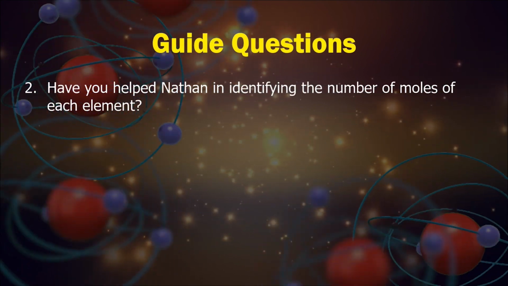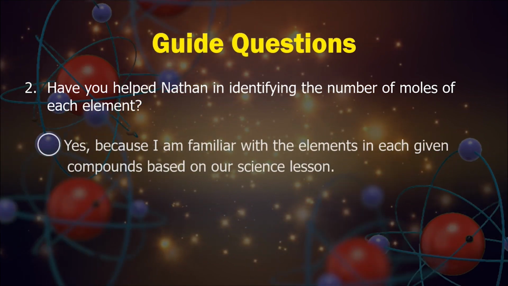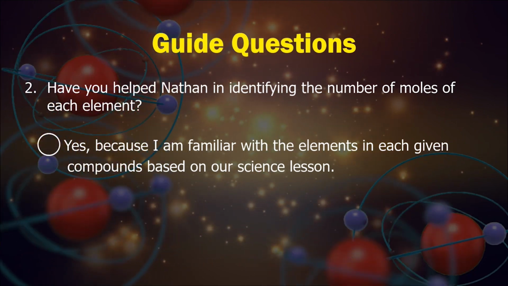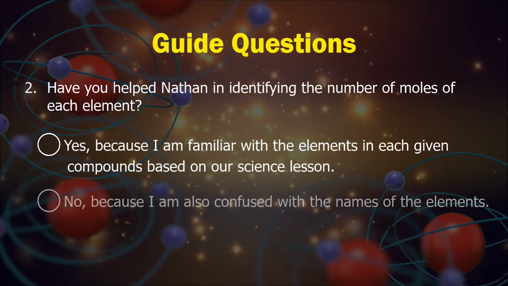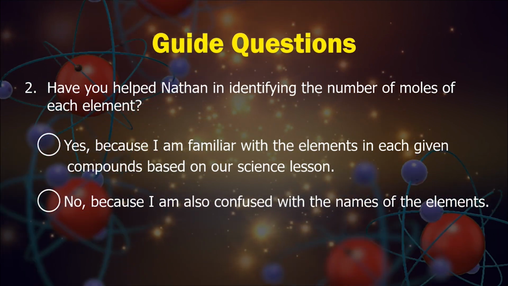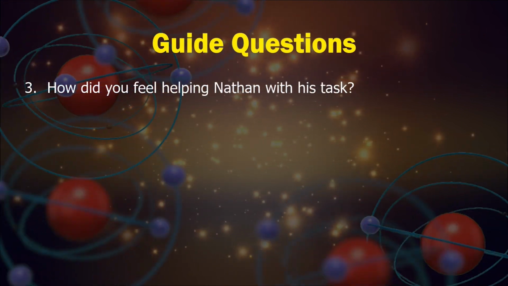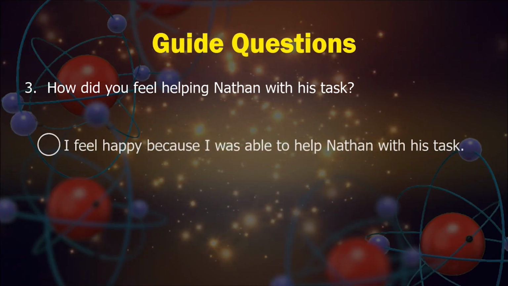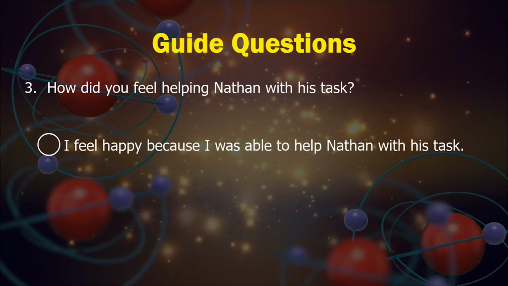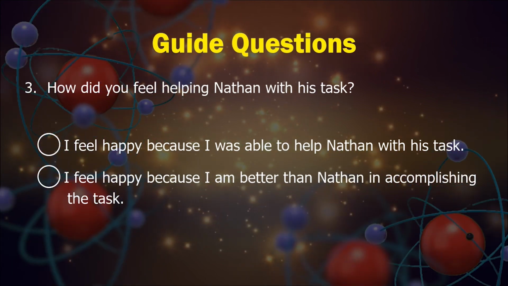Number 2. Have you helped Nathan in identifying the number of moles of each element? Yes, because I am familiar with the elements in each given compounds based on our science lesson. No, because I am confused also with the names of the elements. Number 3. How did you feel helping Nathan with this task? I feel happy because I was able to help Nathan with his task. I feel happy because I am better than Nathan in accomplishing the task.